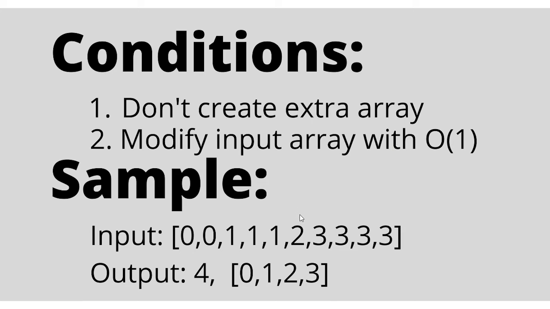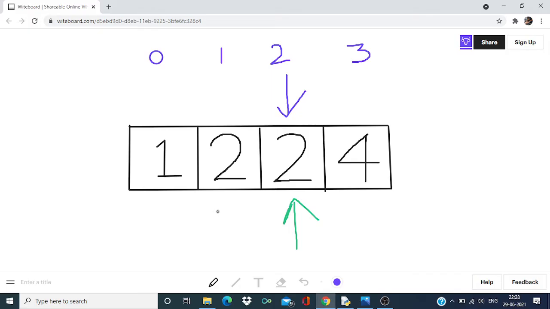Now over here we have one input array given here, and output has been given as 4, which is quite obvious, like 0, 1, 2 and 3. These 4 elements are unique in this input array. This is the order how it has been changed to this input array. Let's try to understand this question using this example.